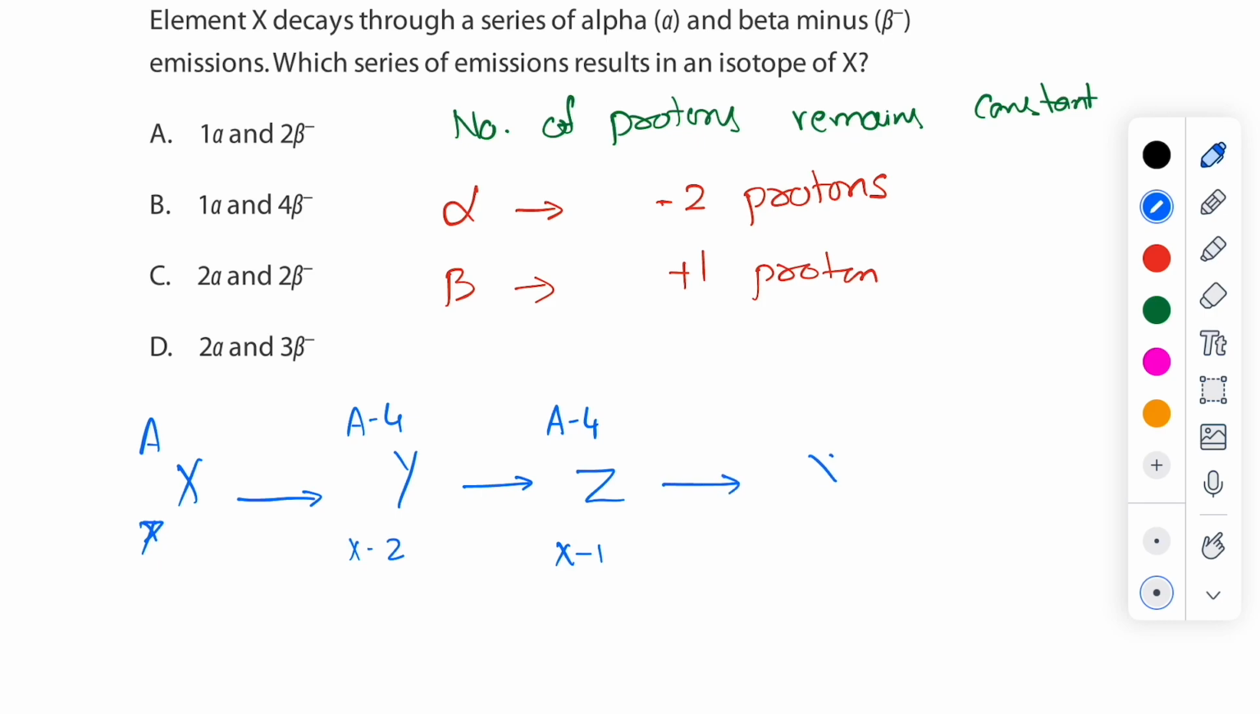Now again, Z minus 1 becomes Z if another beta particle is given out. A minus 4. So one alpha particle, one beta, and another beta particle. So therefore, one alpha and two beta gives you the option. So option A is going to be the answer for question number 9.